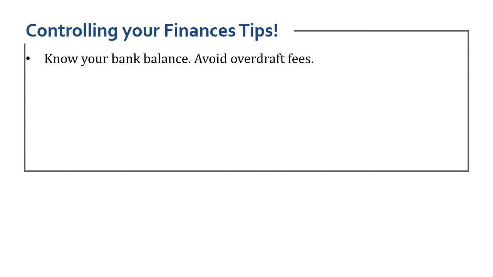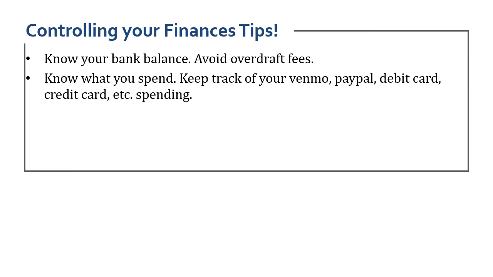And now it's so much easier to know that because you can just see it right on your phone, usually with any of the bank apps. Know what you spend. Keep track of your Venmo, PayPal, debit card, credit card, etc. It's so easy nowadays to not pay attention. Like you're on Amazon and you're just like, great, go for it. Or you're Venmoing someone, or PayPal now is so easy with online shopping. All of them have PayPal set up. So it's really easy to kind of lose track of what you're spending.